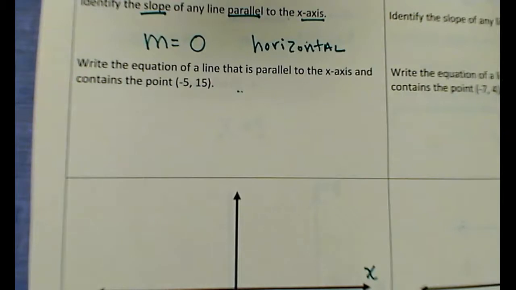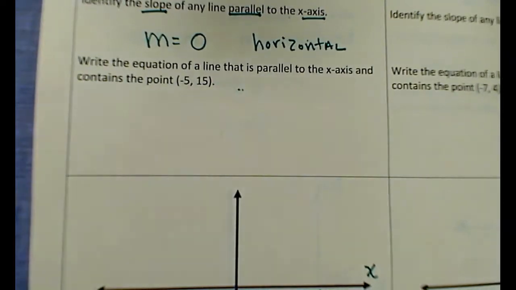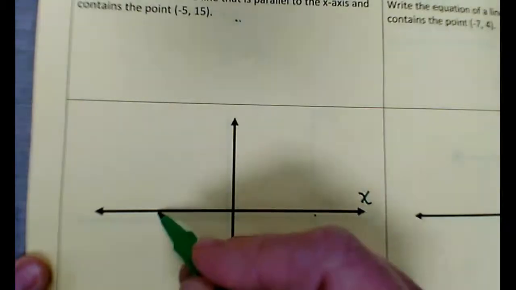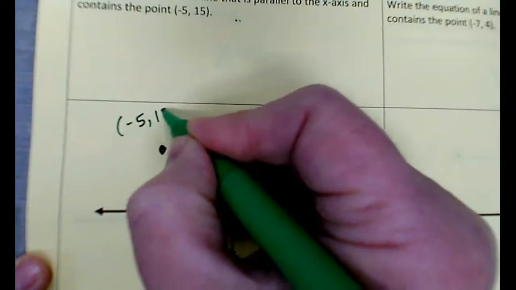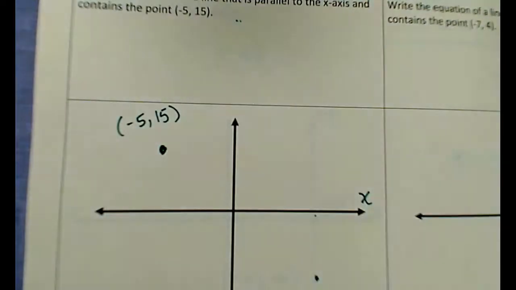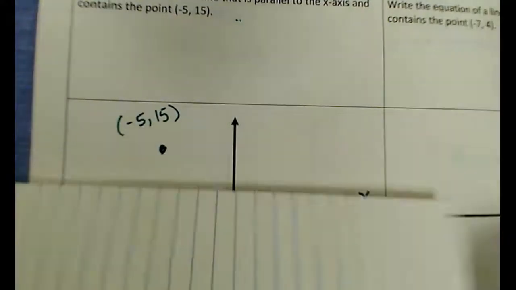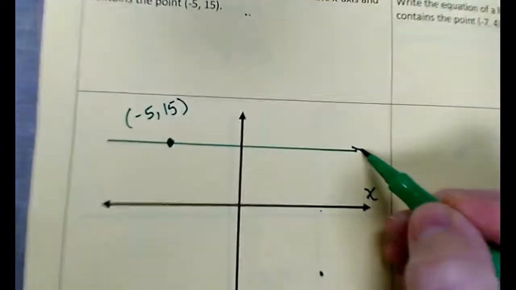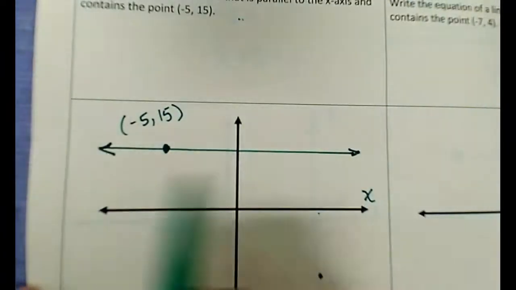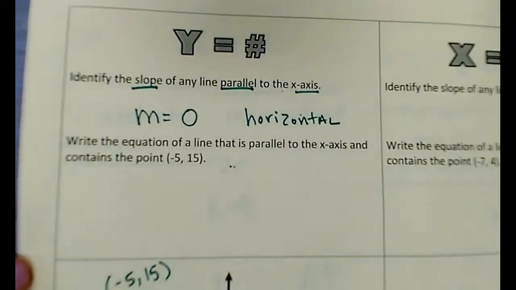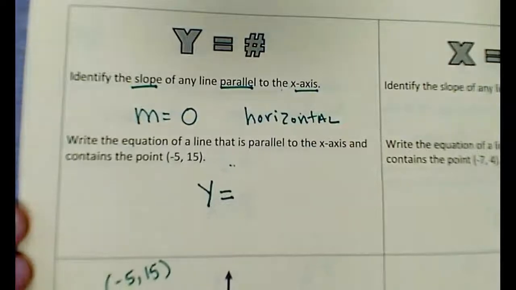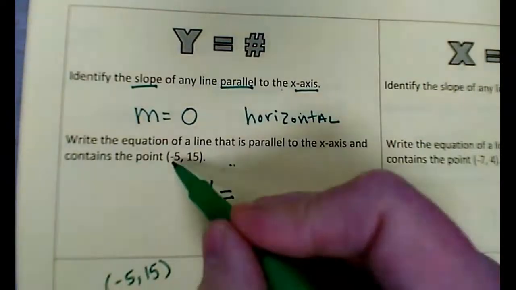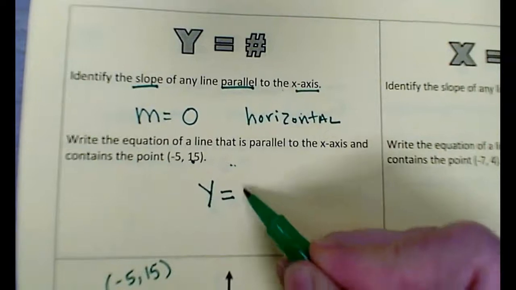Write the equation of a line that is parallel to the x-axis and contains the point (-5, 15). If it's going to be parallel to the x-axis, it's going to be going this way. That is horizontal, and this is telling me that it's crossing the y-axis. It's going to be y = a number. This is the y number.